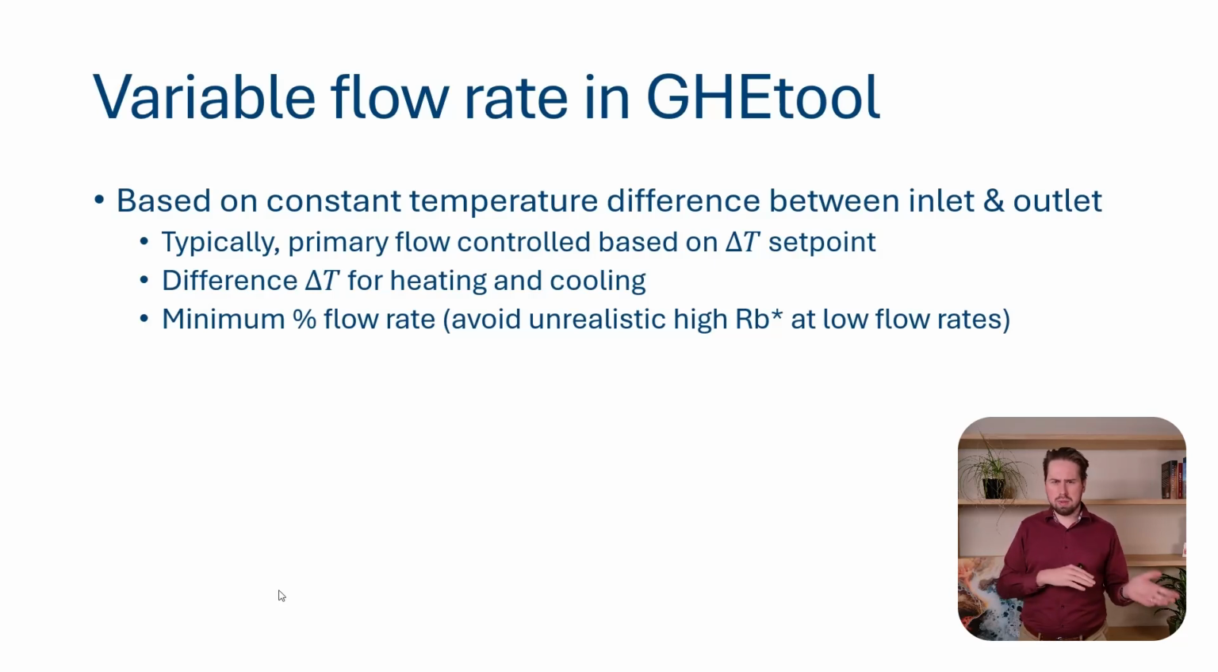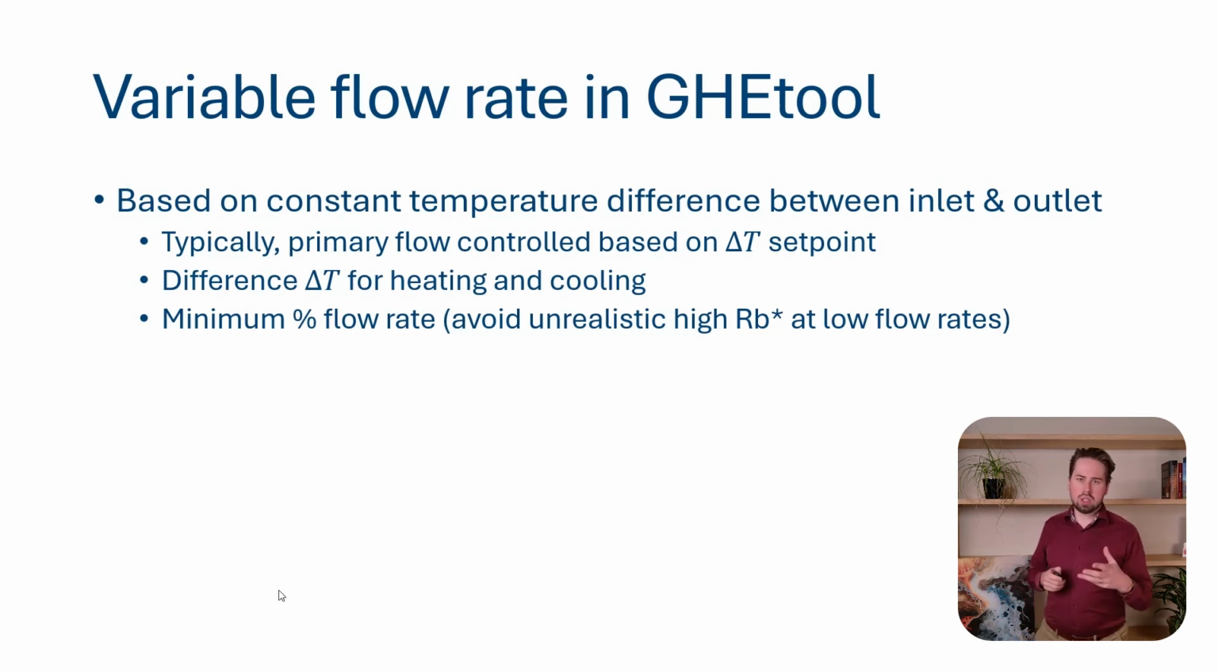And typically it's between 10 to 30%. And also, if you go to really low flow rates, your flow rate is almost not moving. Your fluid is not moving in your bore field. So this will give you extremely low Reynolds numbers, extremely high borehole resistances, and some strange peaks. So best to keep it between 10 and 30%.